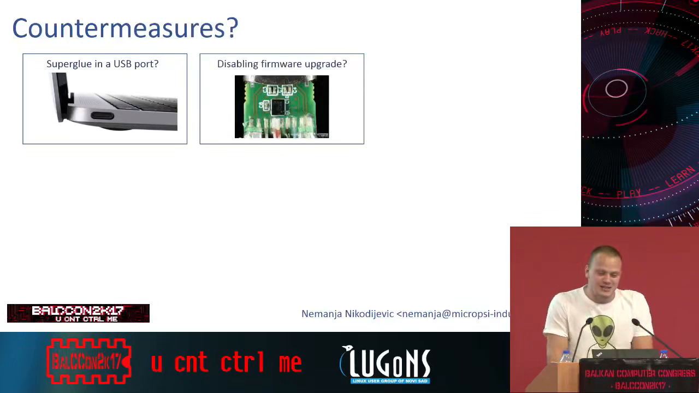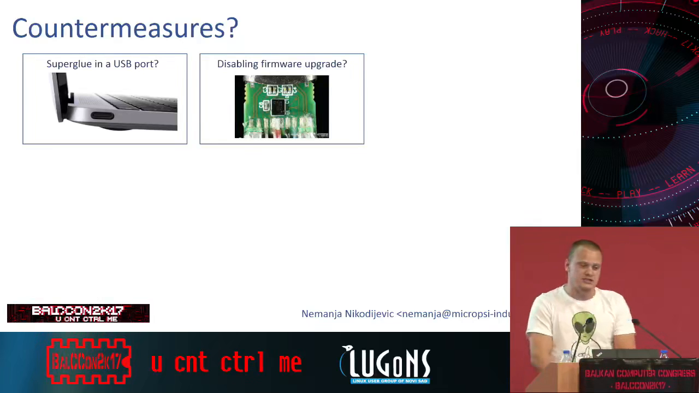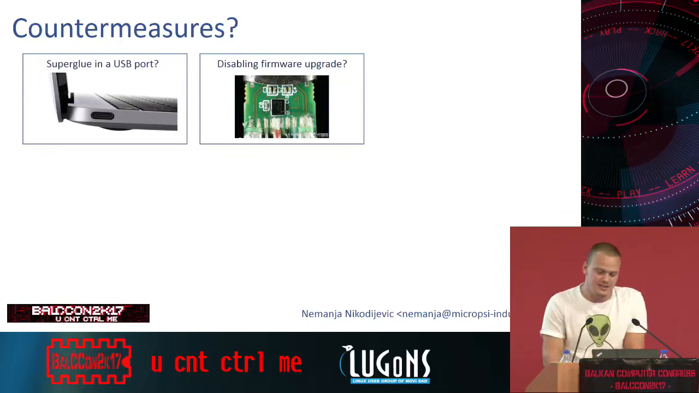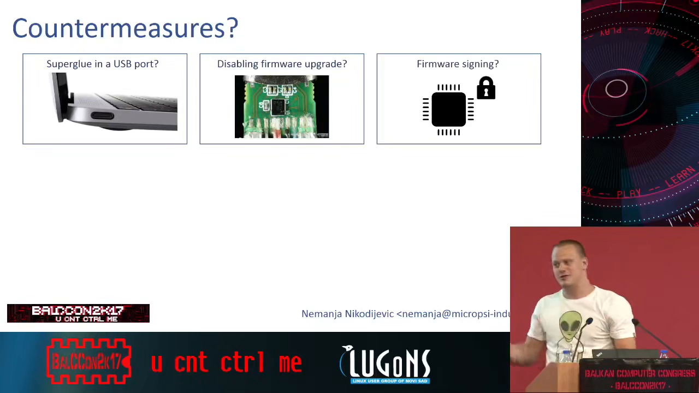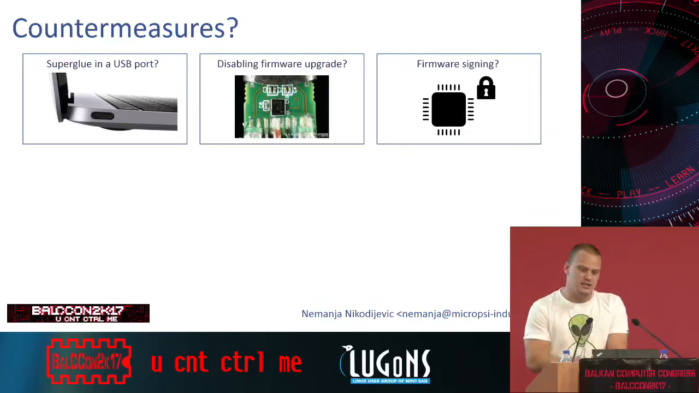And you can disable firmware upgrade. Yes, but what happens if there is a bug in your firmware and the manufacturer wants to upgrade the firmware on your device? Then, of course, the trivial method that was mentioned thousands of times already is firmware signing, and that's already inside the Type-C power delivery firmware upgrade specification.